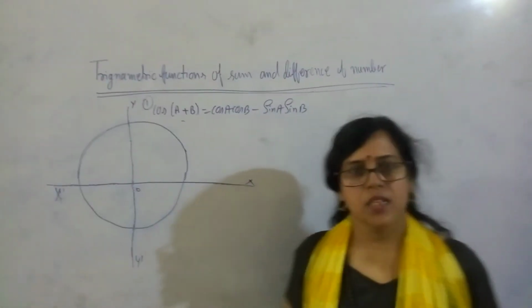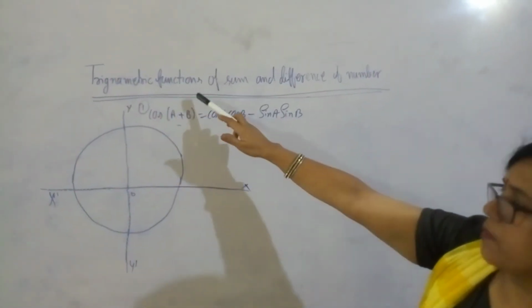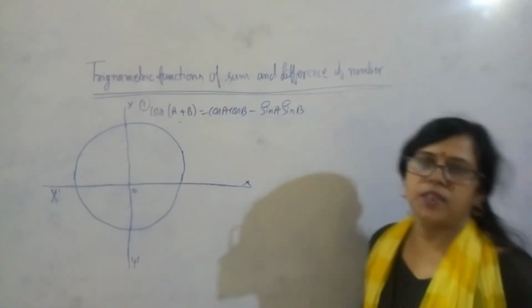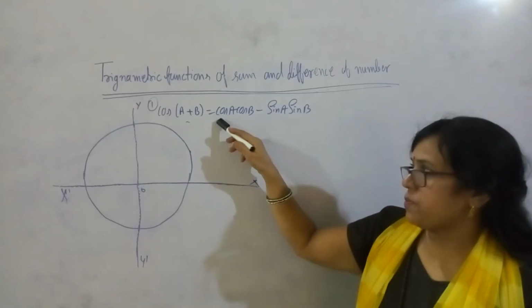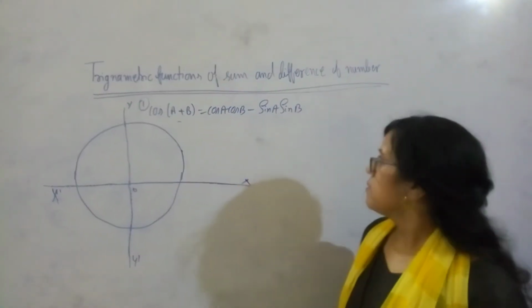Good morning students. Today I am explaining trigonometric functions of sum and difference of numbers. So cos of A plus B is equal to cos A cos B minus sin A sin B.